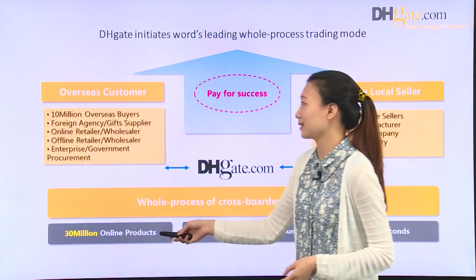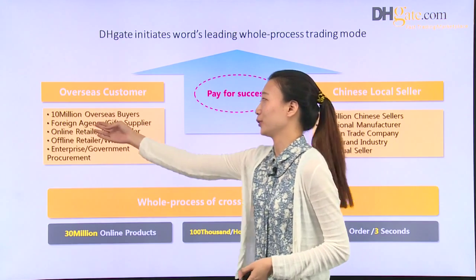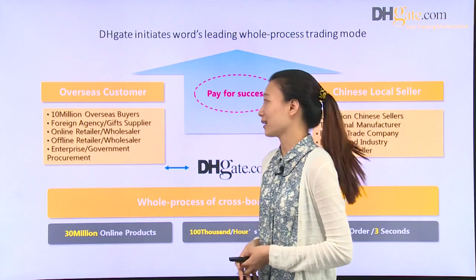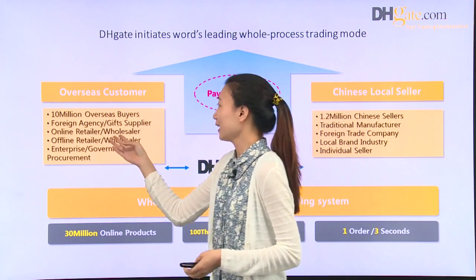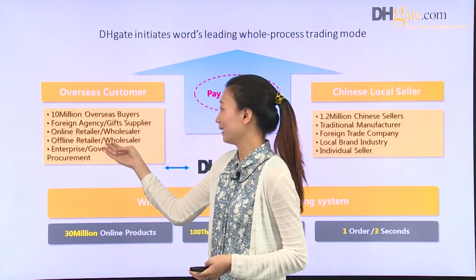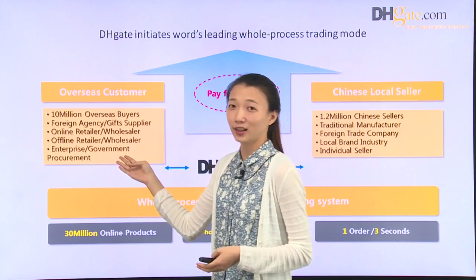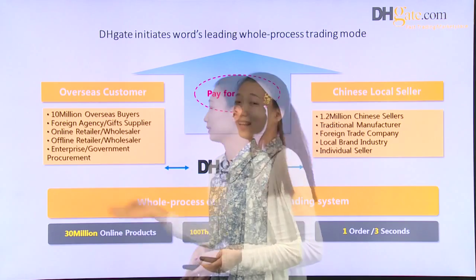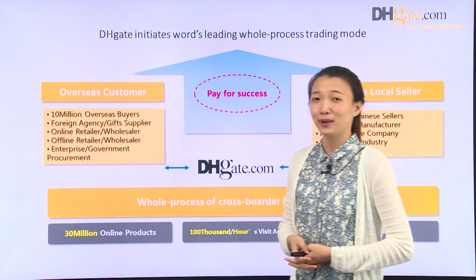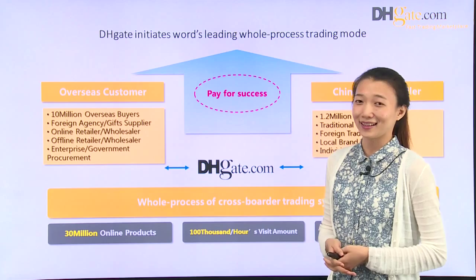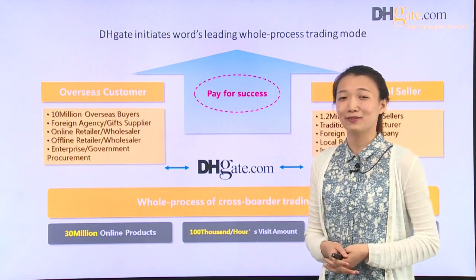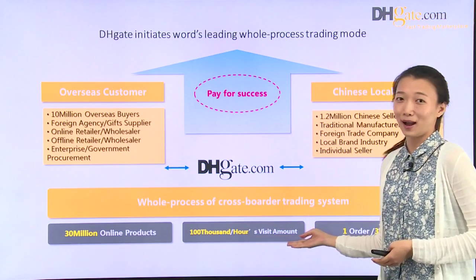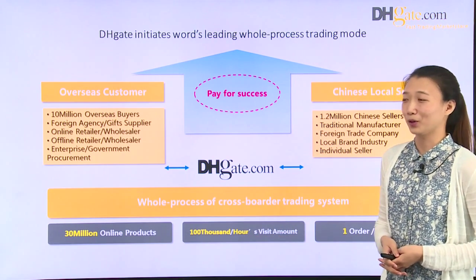And these products are ready to be served to these 10 million overseas buyers. These buyers include foreign agencies, gift suppliers, online retailers, wholesalers, offline retailers, and enterprise or government procurement. These buyers know that we are committed to good quality products and comprehensive services that exceed their expectations. So they make the visit amount 100,000 per hour.